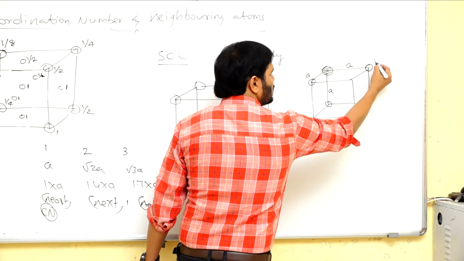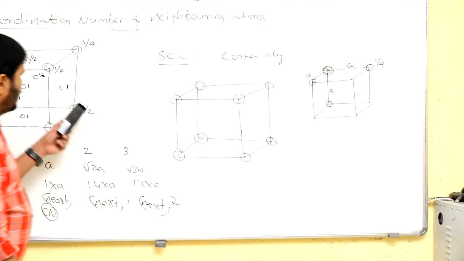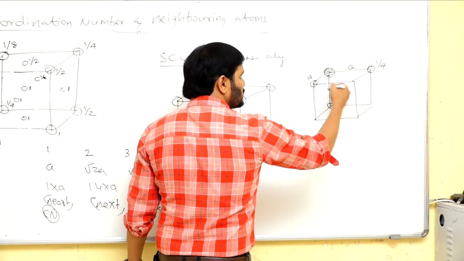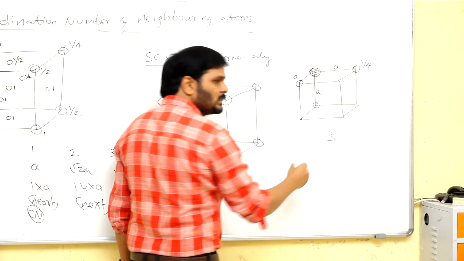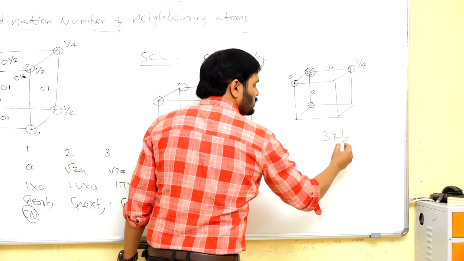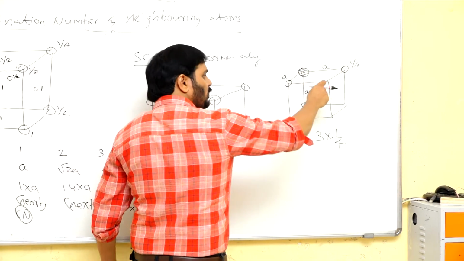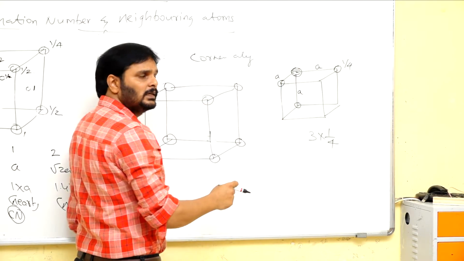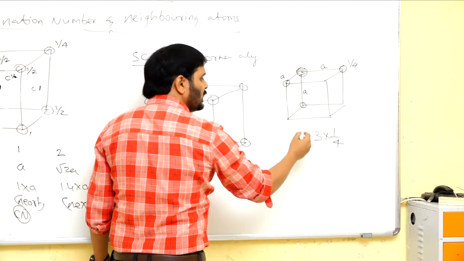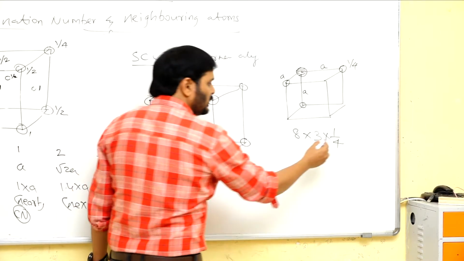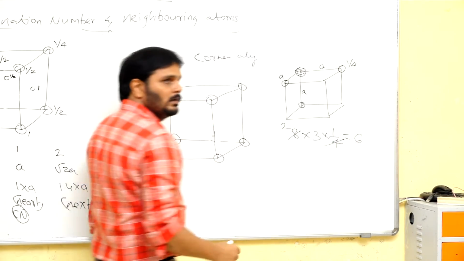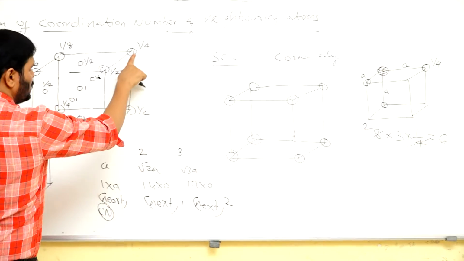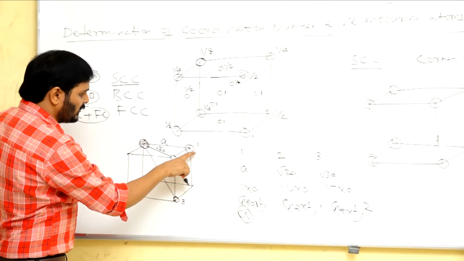If an atom is present here, its contribution is 1/4, as discussed earlier. How many atoms with equal distance are there in this cube? 3 atoms at the same distance, and the contribution of each one is 1/4. This is one unit cell, and the reference atom is shared with 8 unit cells. So for one unit cell it is 3, and like this we have 8, so 8 into 3 by 4 is nothing but 6. So the number of neighbors for this atom is 6.